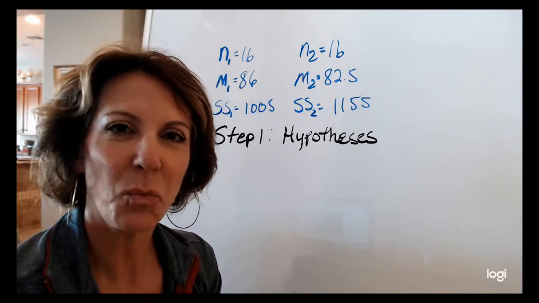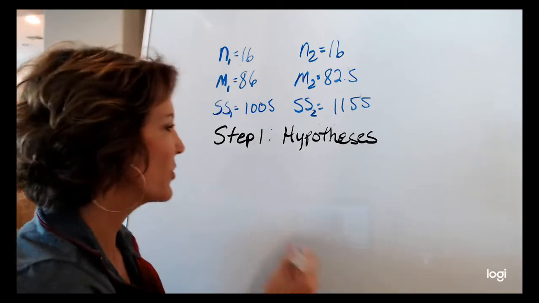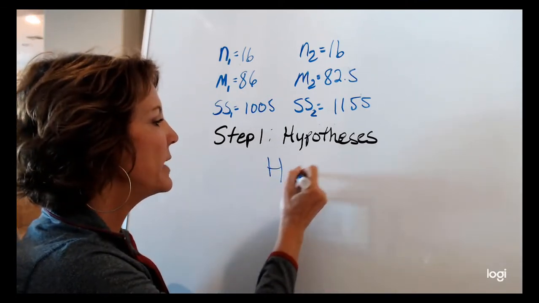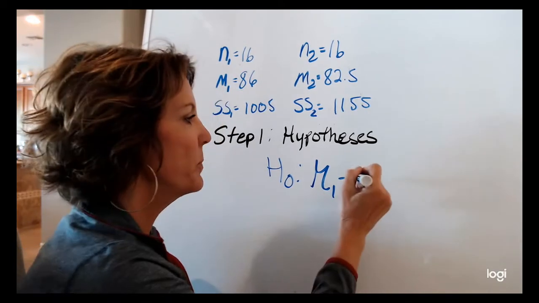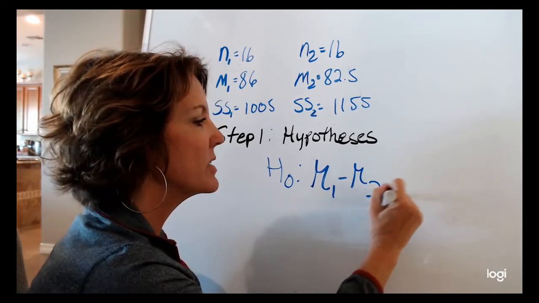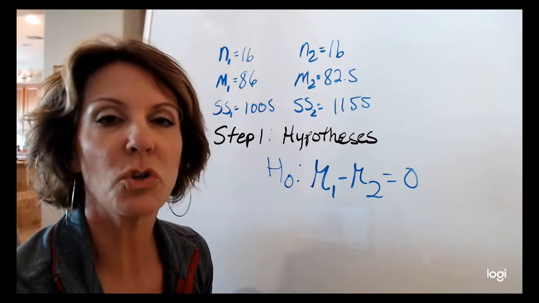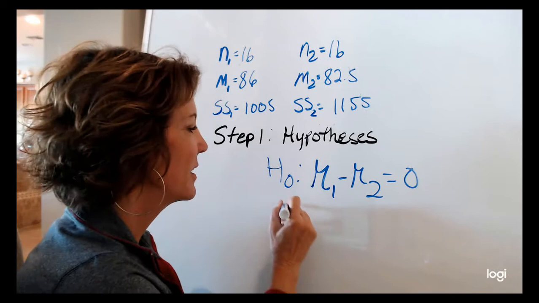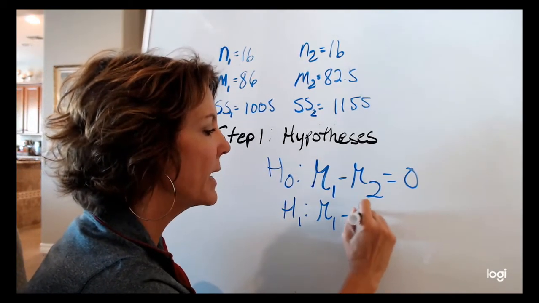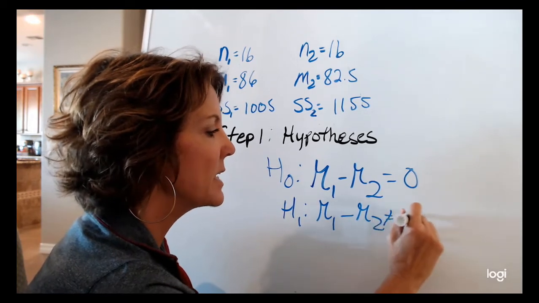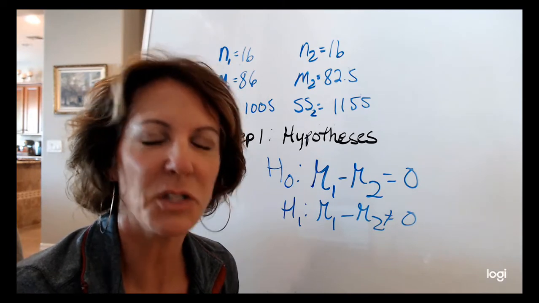And we can get started with setting our hypotheses. So my null hypothesis first is going to be that the mean of the first group minus the mean of the second group is equal to 0. That's the null hypothesis, that there's no difference between these two groups. The alternative hypothesis is going to be that the mean of the first group minus the mean of the second group is not equal to 0. So that's our alternative hypothesis. Let's go to step 2.